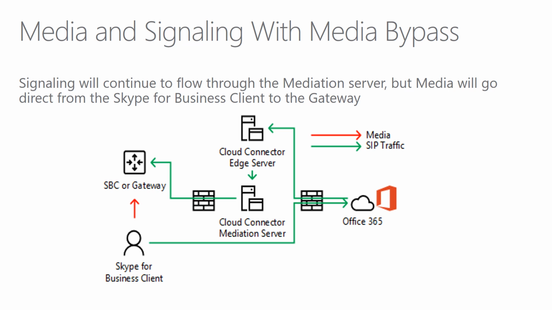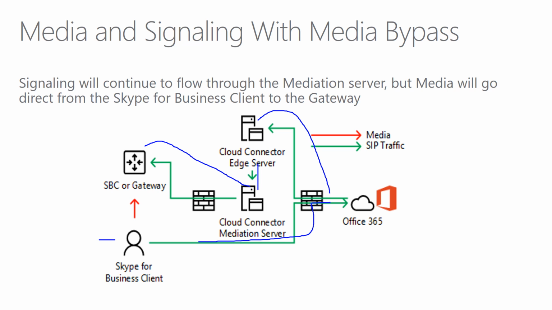Now let's take a look at media and signaling with media bypass. In this case, the signaling will continue to flow through the mediation server, but media will go direct from the Skype for Business client to the gateway. Again, we have a Skype for Business client located on the internal corporate network who's making an outbound call, and the signaling is going, again, from the Skype for Business client to Office 365, from Office 365 to the Cloud Connector Edge server, from the Edge server to the mediation server, and then to the SBC or gateway.